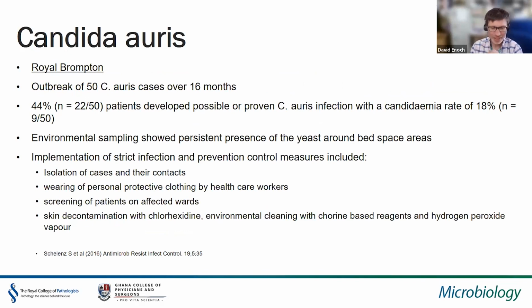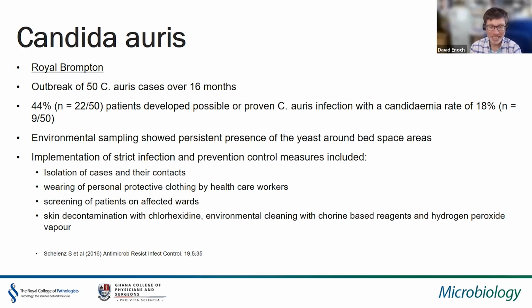This is just one of the outbreaks that occurred in the Royal Brompton, which is a hospital in London. It deals with cardiothoracic patients, so heart and lung transplants and patients with heart disease and lung disease. They had 50 cases. Quite a few patients had Candidaemia, about 9 out of 50. There was lots of environmental spread, and they had to shut their cardiothoracic intensive care unit to get on top of it, which is obviously a major problem in a London hospital.